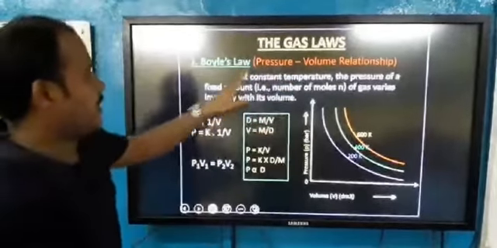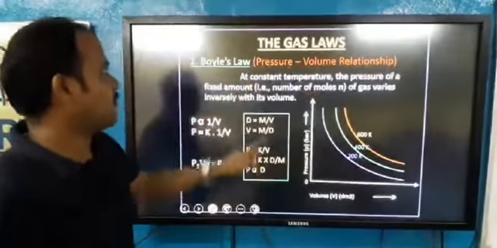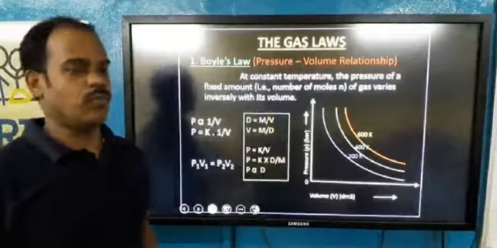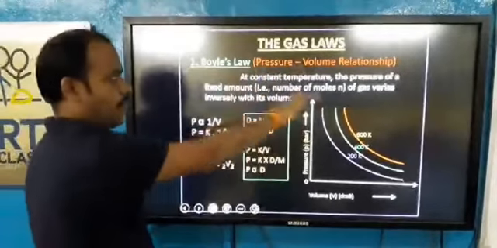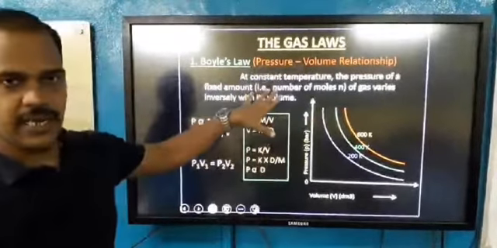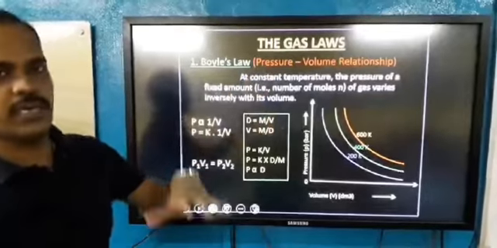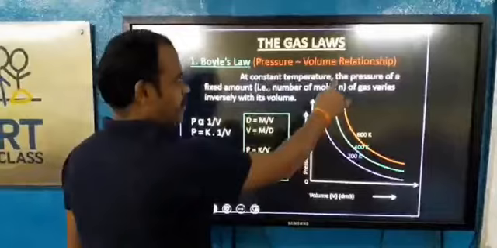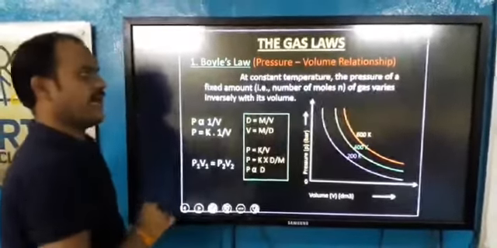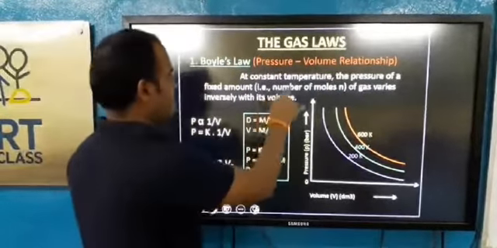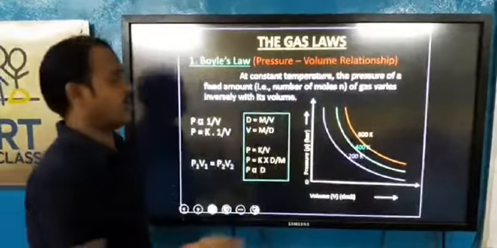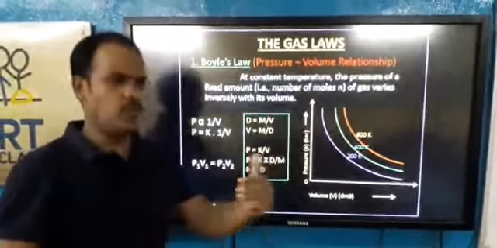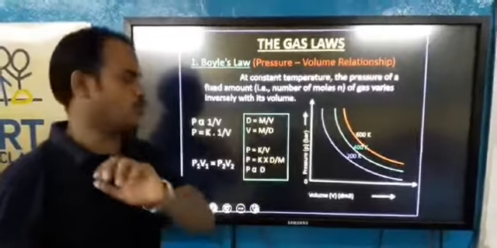So the relation between pressure and volume is that pressure is inversely proportional to volume. Here, the third parameter, temperature, and the amount of gas should be kept constant. So at constant temperature, the pressure of a fixed amount of gas. And fixed amount of gas means what? Fixed amount of gas means number of moles. It should be fixed, 1 mole, 2 mole, 3 mole. So the number of moles should be the same.